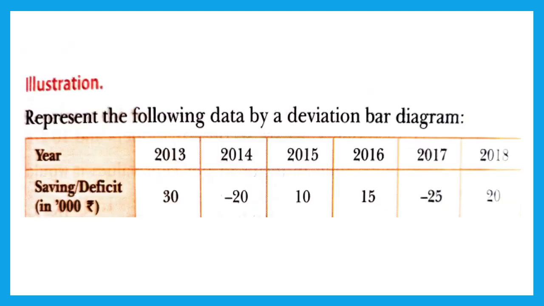Represent the following data by a deviation bar diagram. In year 2013, there was a saving of 30. In 2014, saving was reduced to minus 20. In 2015, saving was 10. In 2016, it increased to 15. In 2017, it decreased to minus 25, and in 2018, it was 20. Now you have to show this data with the help of a deviation bar diagram.